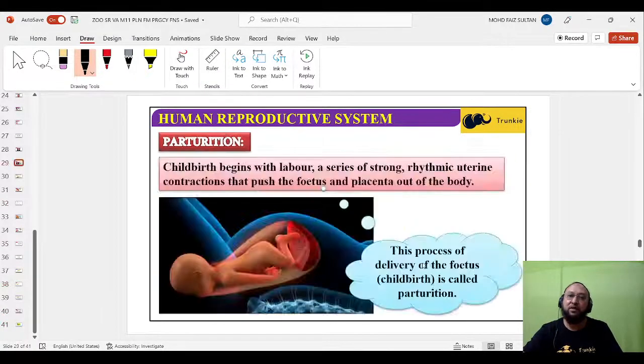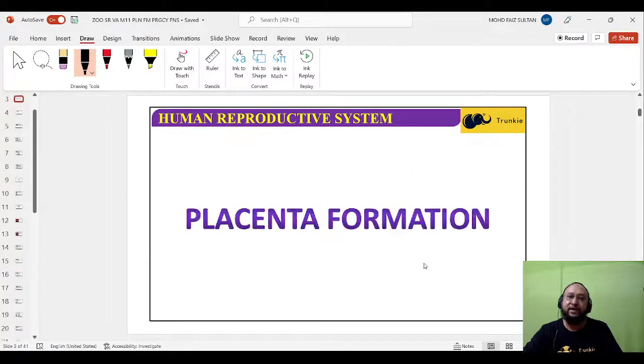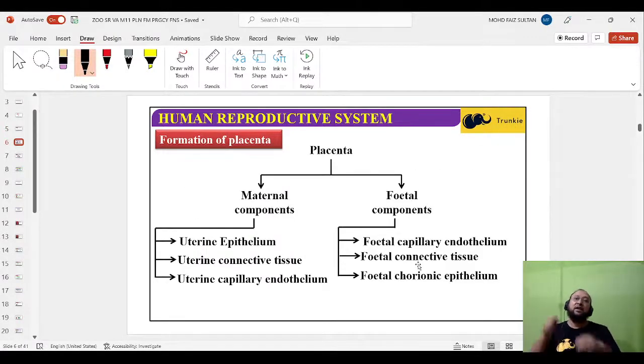Now just quickly we will see the formation of placenta, which I told you about. Placenta is formed by two parts, one from the fetus, one from the maternal part. It also comprises 3 layers of tissue, and both parts contain capillaries, so capillary endothelium is present on both sides. In case of the mother's part of the placenta, uterine capillary endothelium is there. In case of the fetus side, fetal capillary endothelium.